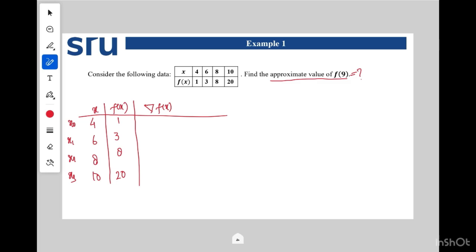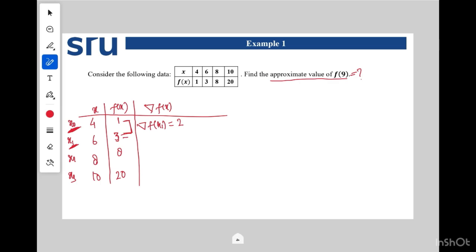So if you use the backward difference at this point x0, you cannot use it, because in backward difference the previous point is required. So we can use the backward difference at x1. The first backward difference delta f of x1 is f of x1 minus f of x0. So f of x1 is 3 minus 1, so this is 2.